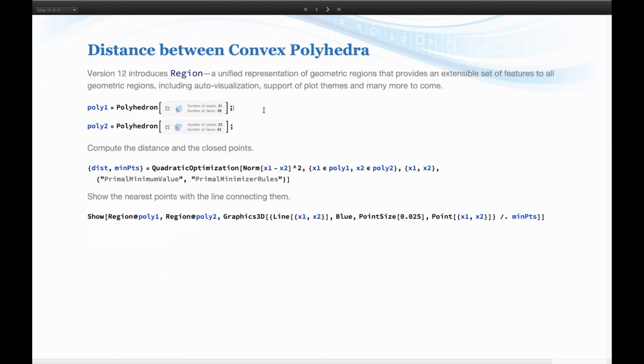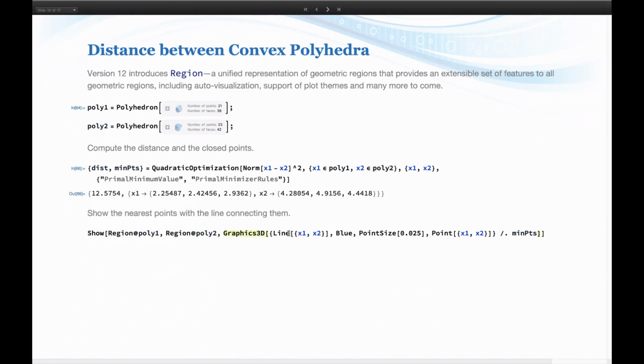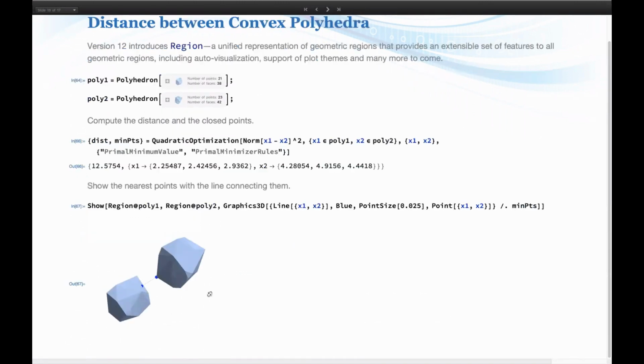And the second example shows how you can compute the minimal distance between two convex polyhedra by just using a quadratic optimization. Essentially, you want to minimize the distance. So in this case, you take the L2 norm over your polyhedra, and then you just call it, and you get your output. And here visually, we show you that minimal distance and the two closest points.